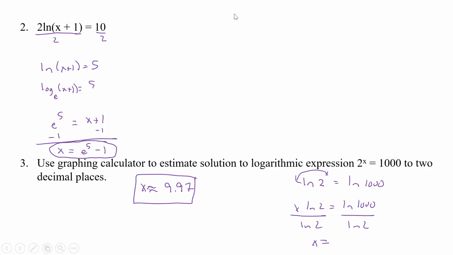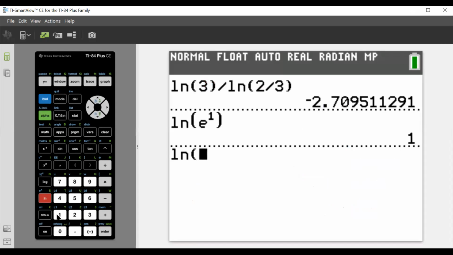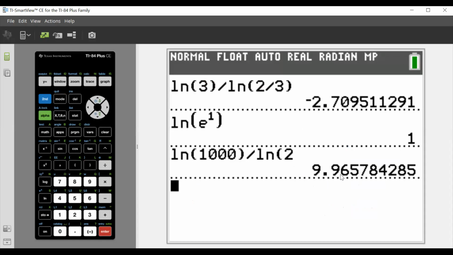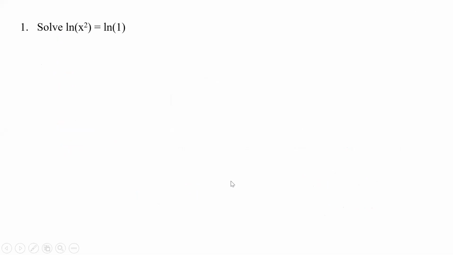So maybe we should check. If we go back here and we do ln of 1,000 divided by ln of 2, we get 9.97. So it works. Again, 2 different ways to do this, same answer. All right, what about this one?